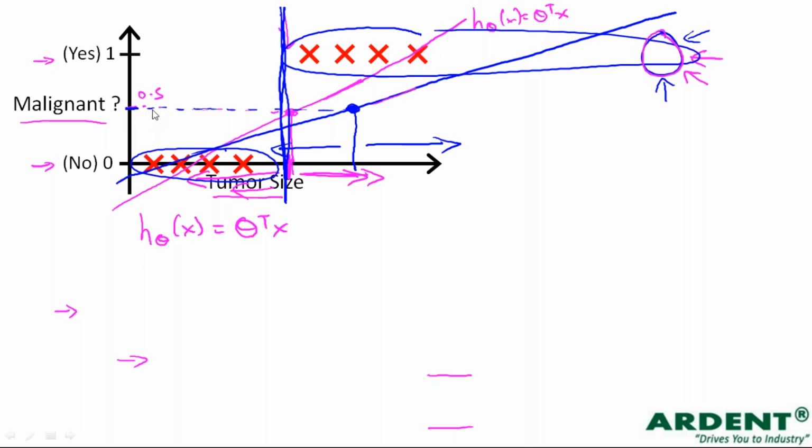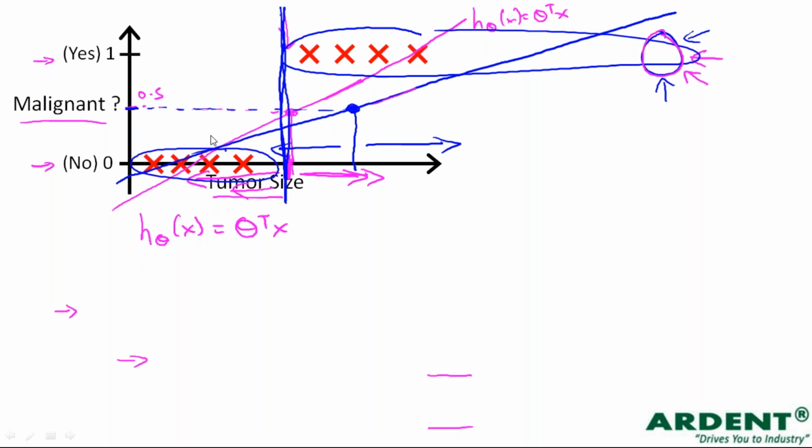Threshold is 0.5. This is the margin basically. If the value reaches above 0.5, then the tumor is a malignant one, and if the value is below 0.5, then the tumor is a benign one, right?